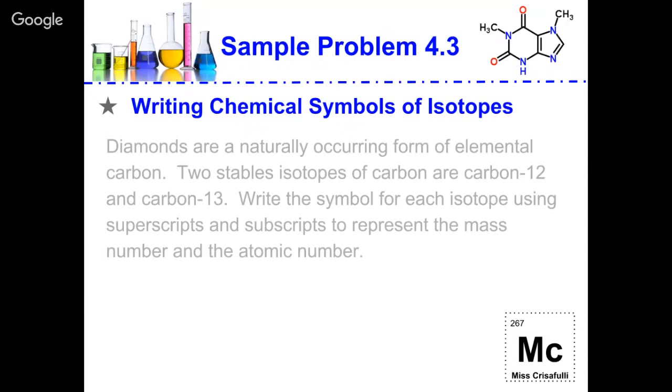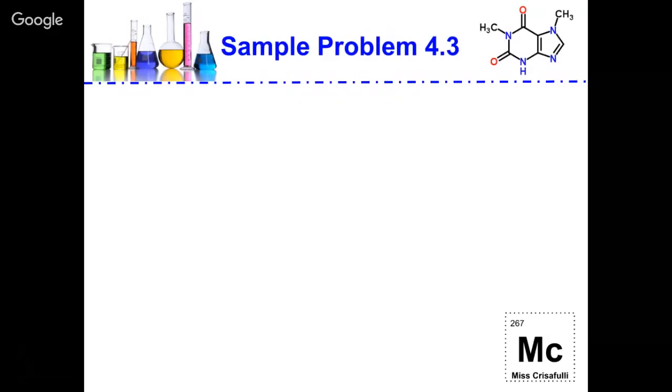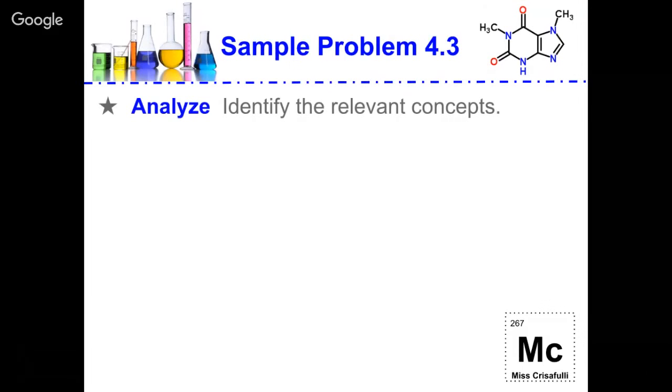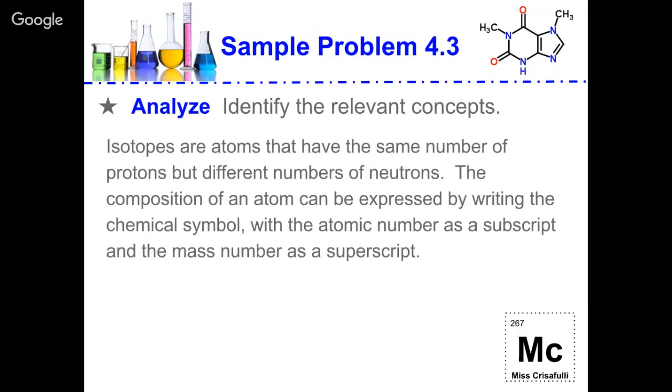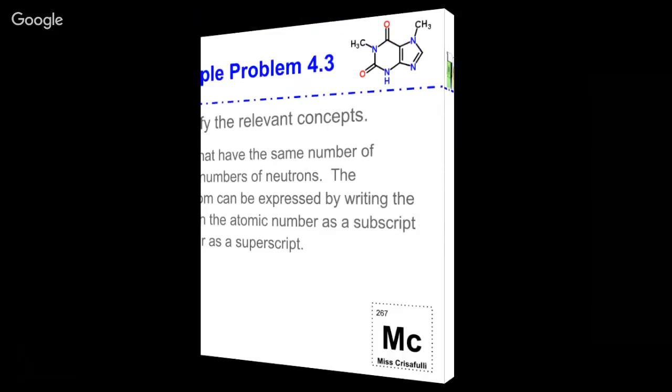So let's look at how to write different isotopes. We're talking about 2 stable isotopes of carbon, which are carbon-12 and carbon-13. We're going to write the 2 isotopic notations for these 2 isotopes of carbon. The first thing we need to do is know what the atomic number is and what the mass number is.